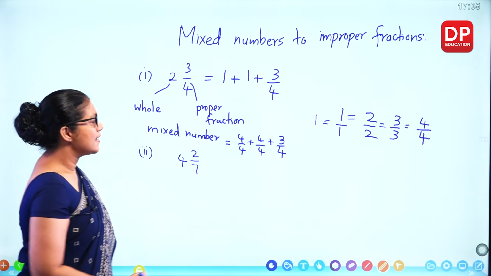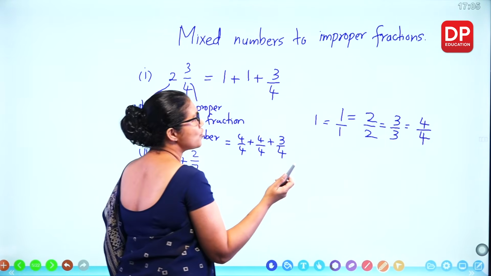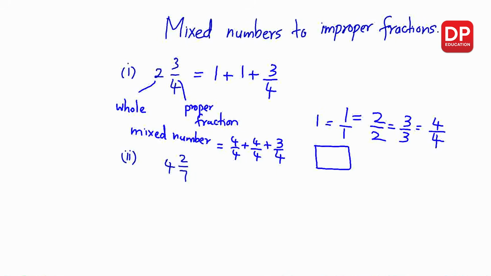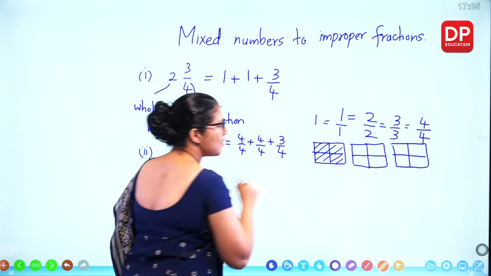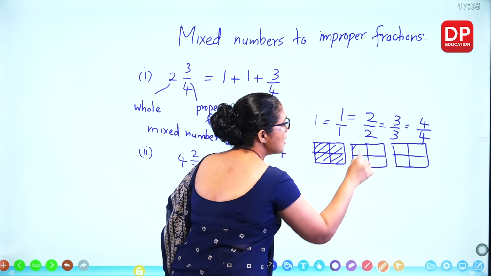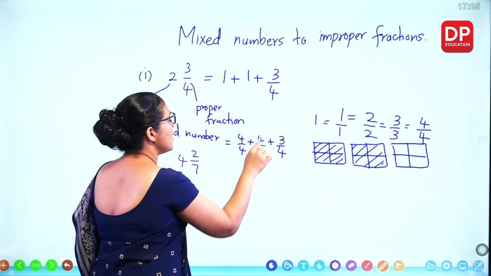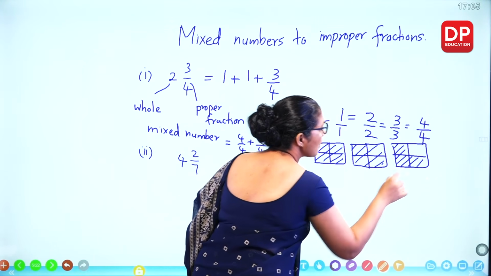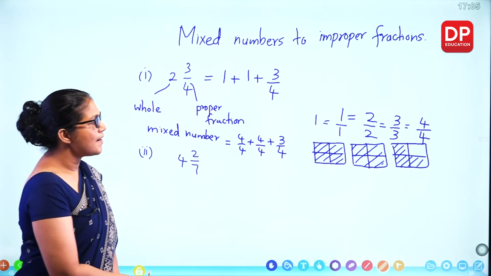So what can I get? Here, if you want to draw a diagram, I take a shape and divide it into 4 equal parts. Another 4 equal parts. And here 3 parts out of 4. So here 4 over 4 means a full thing. 4 over 4, another full square. Now what is this one? 3/4. This one. So how can I write this?